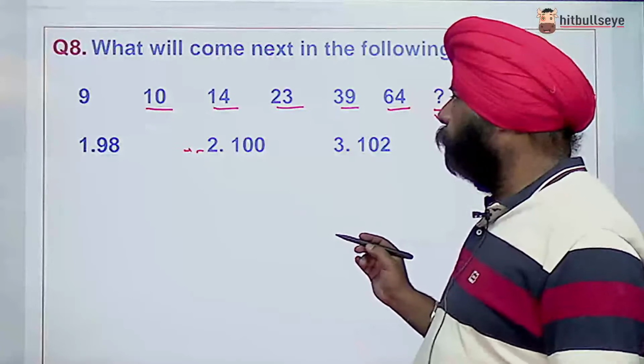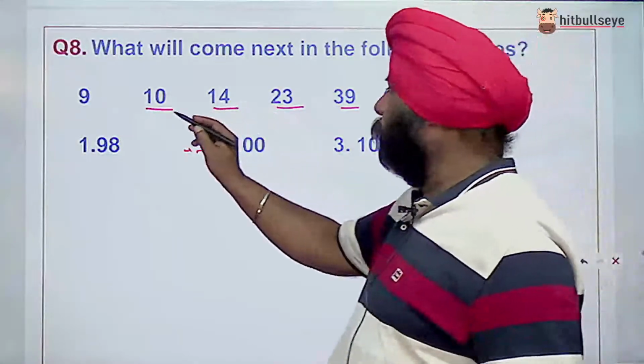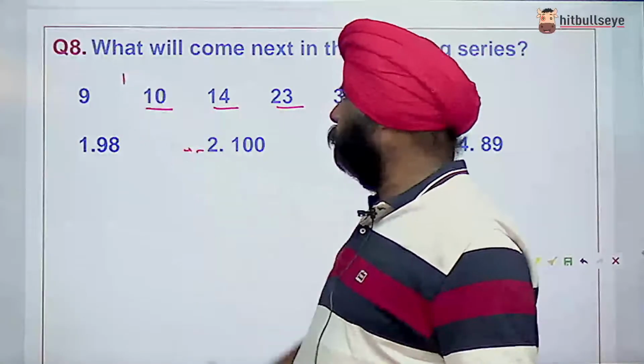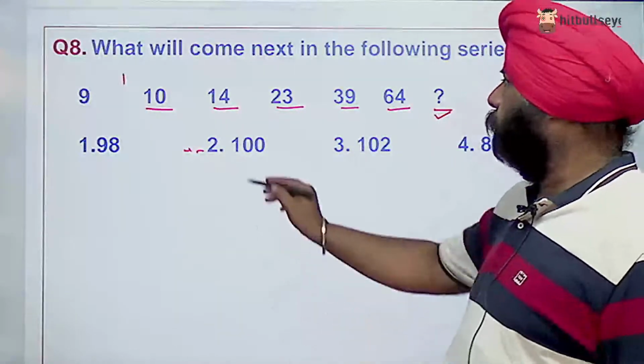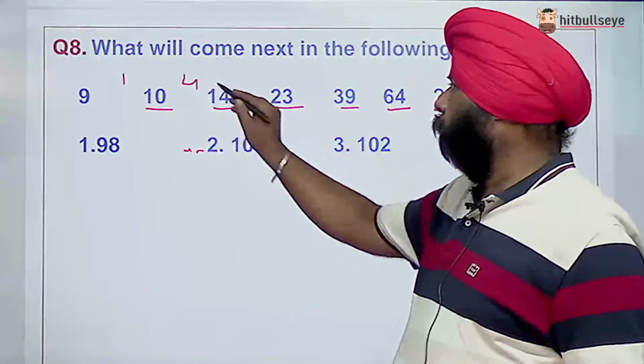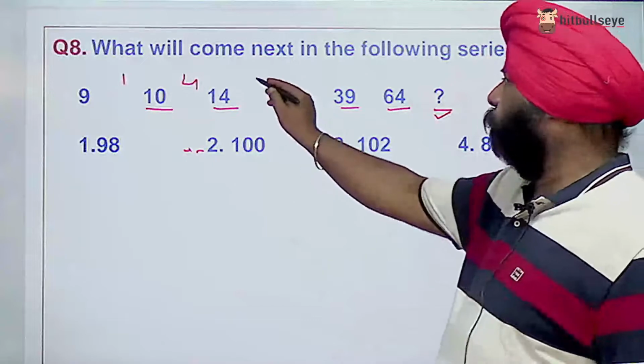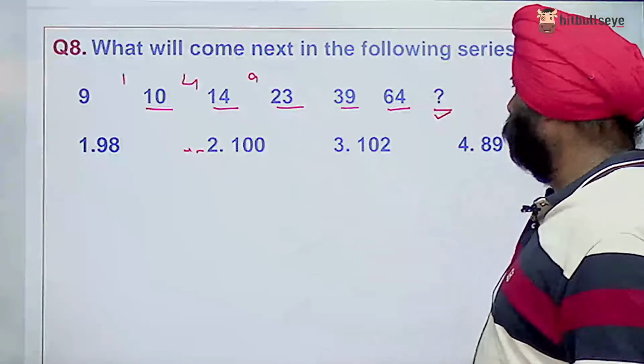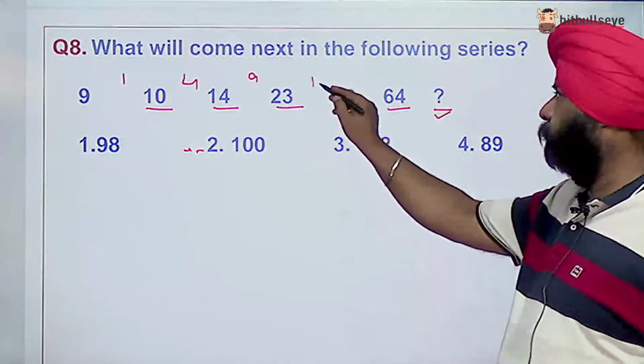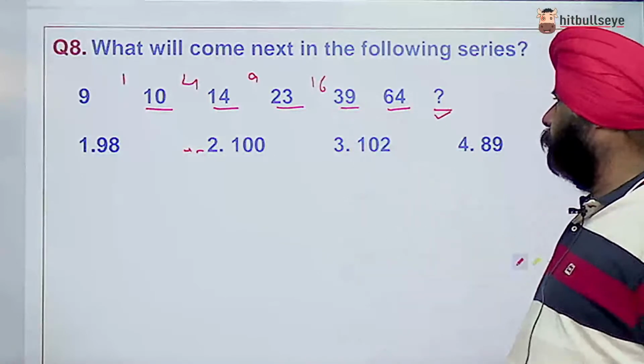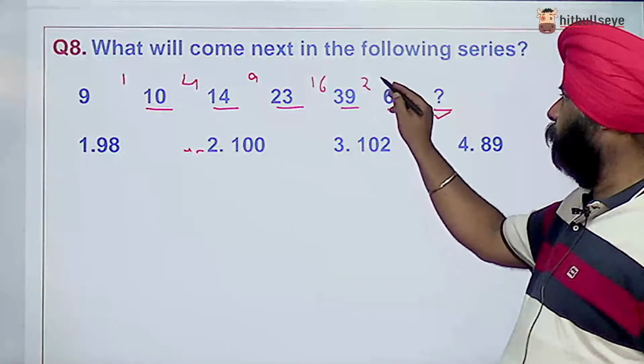So I hope I should let you know. Between 9 and 10 there is a gap of 1. Between 10 and 14 there is a gap of 4. Between 14 and 23 there is a gap of 9. Between 23 and 39 there is a gap of 16. Between 39 and 64 there is a gap of 25.